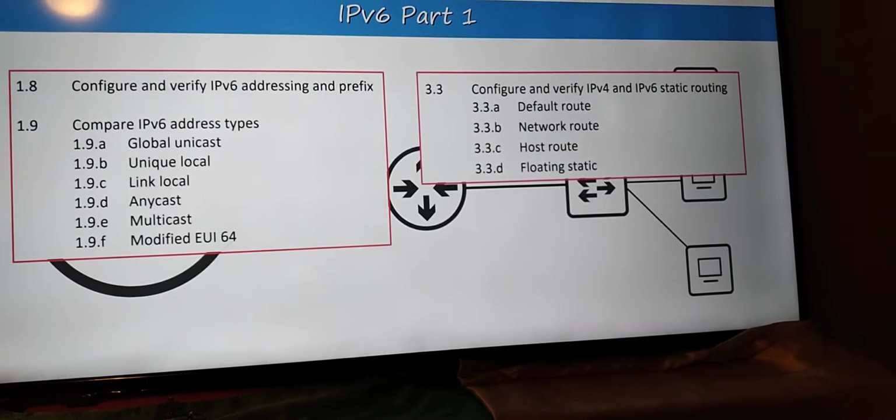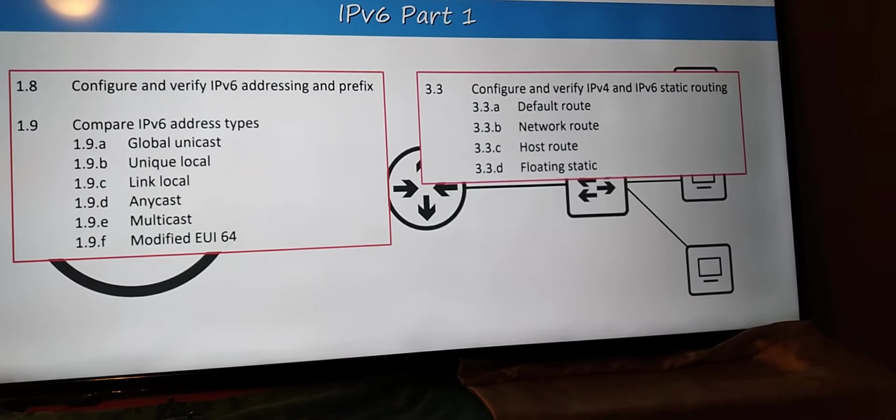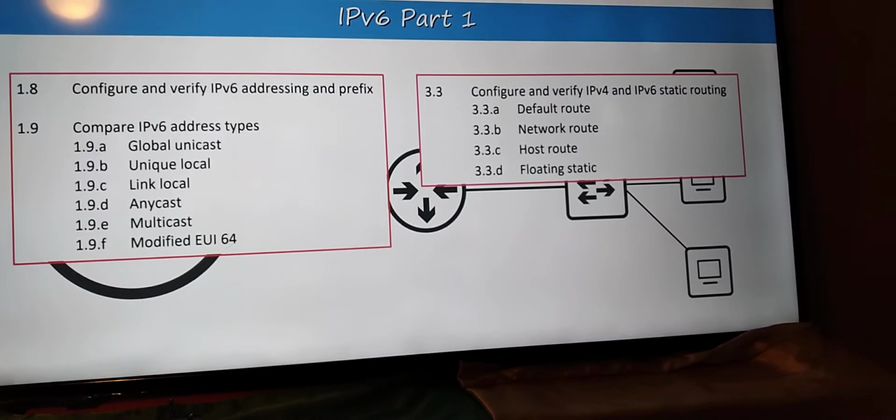So before we get started, let's discuss this section, which will be on CCNA 200-301, and on CCNA 200-301 1.8. It states we must be able to configure and verify IP version 6 addressing and prefix. Also 1.9, compare IPv6 address types.